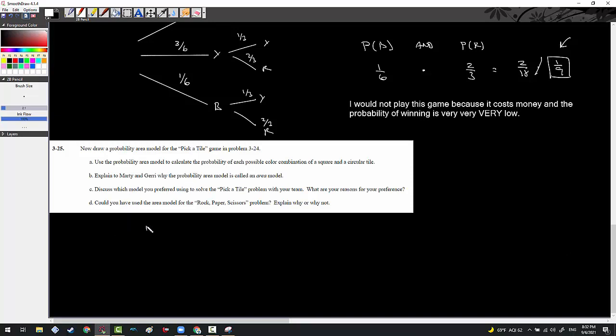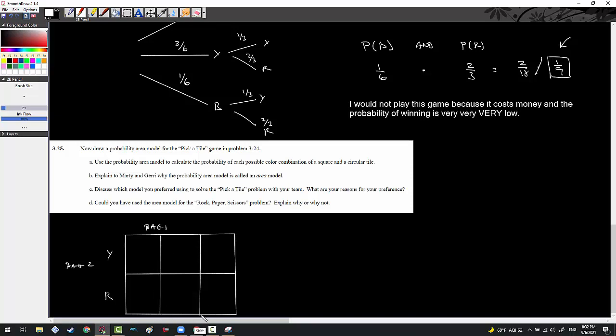So I'll call this bag 1, and then bag 2, and let's draw this area model out. I'll move this over a little bit. I don't think I have enough space here. Okay, so bag 2, I believe, had just the yellow circle and the red circle. Bag 1 had the red, yellow, and blue. I've got to move that bag 1 out of the way here. Okay, cool. So now from here, this I believe had a blue, a yellow, and a red.